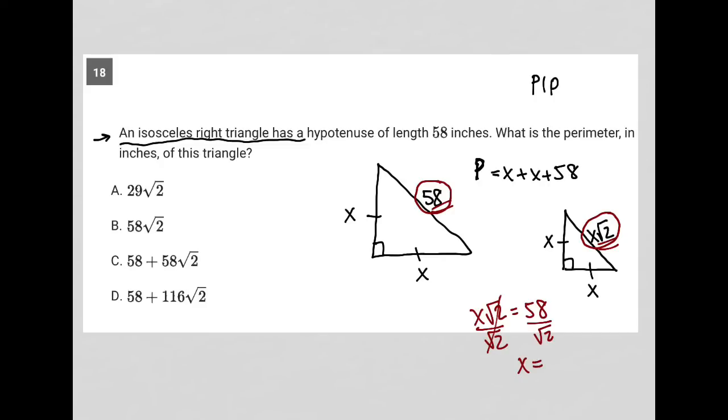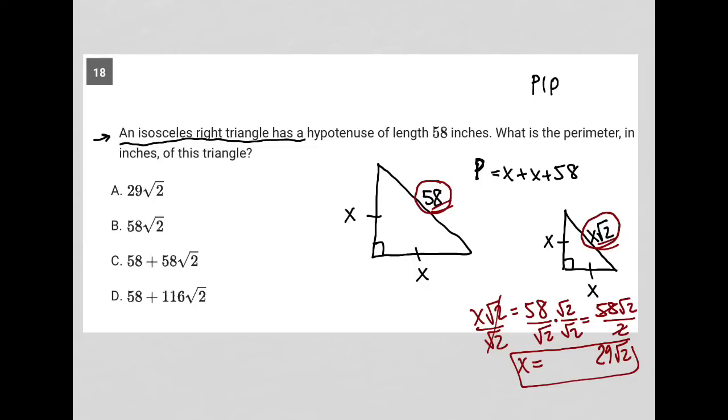So that means that when I divide by root 2 here, my x value is equal to 58 divided by root 2, which I will rationalize. So it becomes 58 root 2 over 2. And then that 2 goes into 58 29 times. This becomes 29 root 2. So x is equal to 29 root 2.